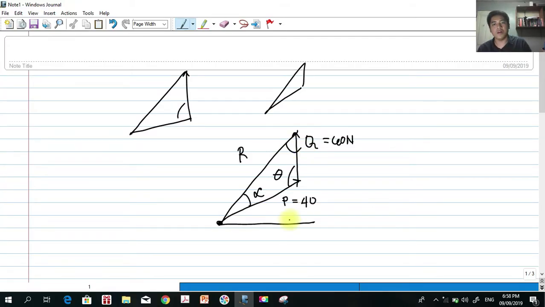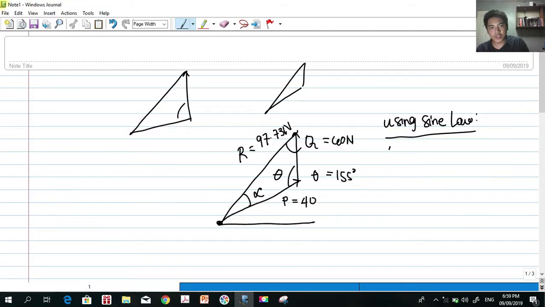So, again, what is that angle? I know that the theta is 155 degrees. And I have this R of 97.73 newtons. If I'm going to find this alpha using sine law, that is sine of alpha over the opposite of that, that is 60 newtons, is equal to sine theta, the opposite, over R. So we can get alpha by cross multiplying this.